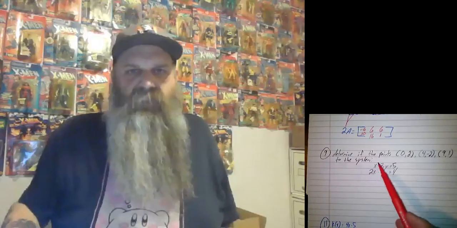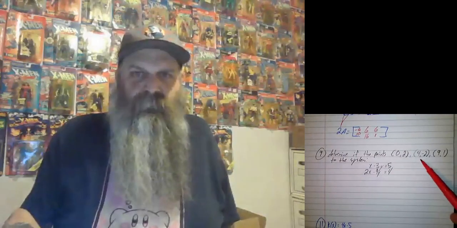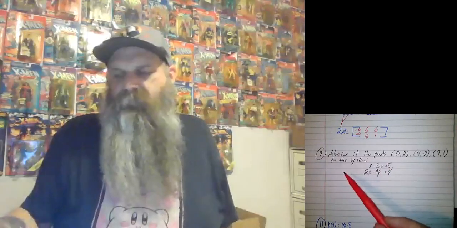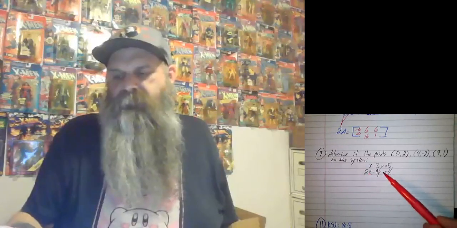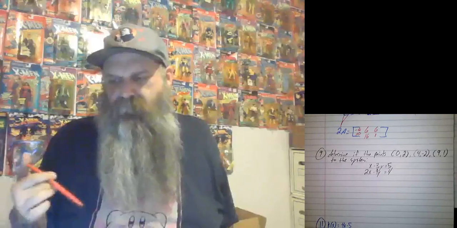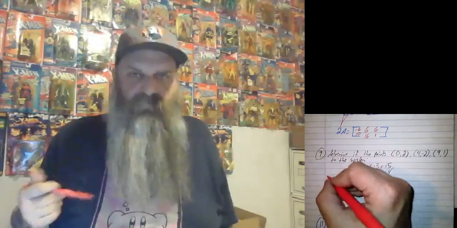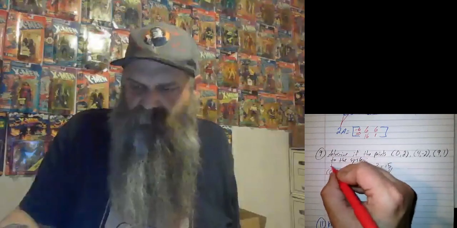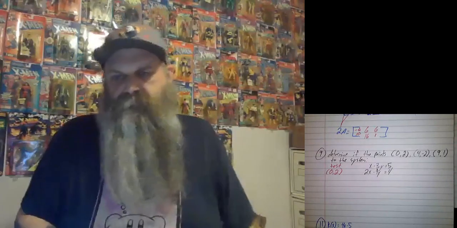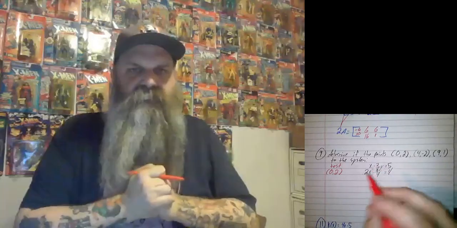Number 9, determine if the points, and you're given 3 points here, (0, 2), (4, -2), (9, 1). Determine if these points are solutions to the system, and then we have 2 equations here. x minus 3y equals 5, and 2x minus 9y equals 4. And so you just need to do this 3 times. You're just going to test the point in the equations. It would need to make both equations true.